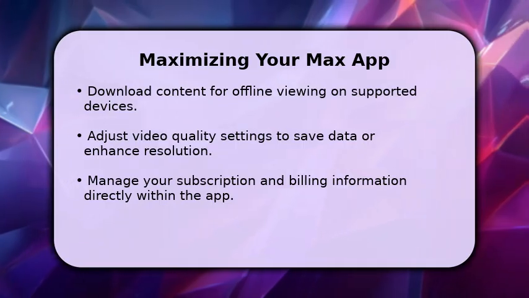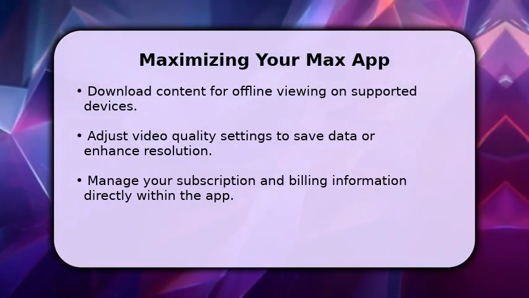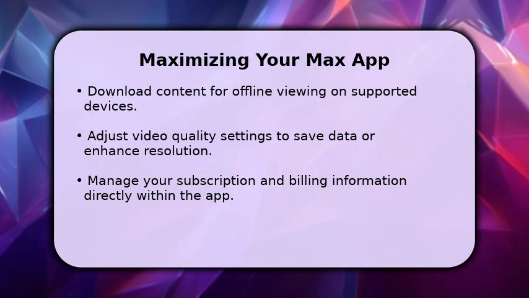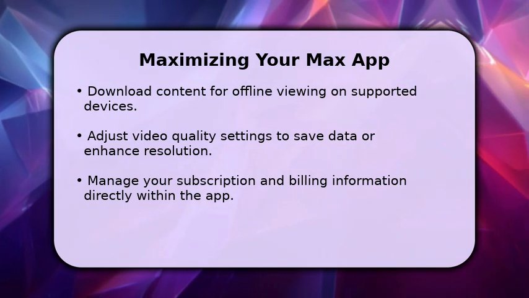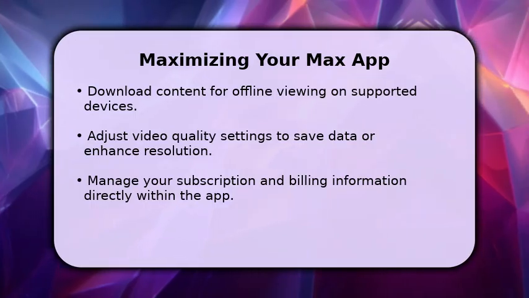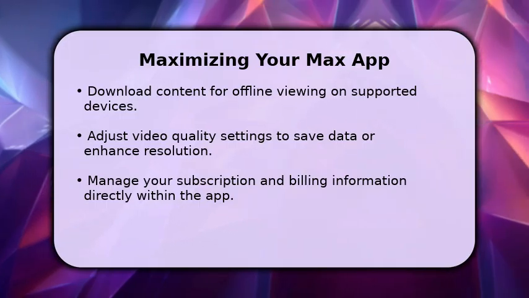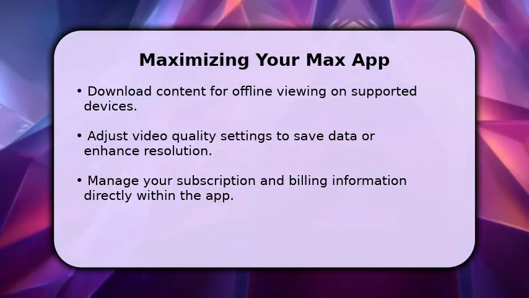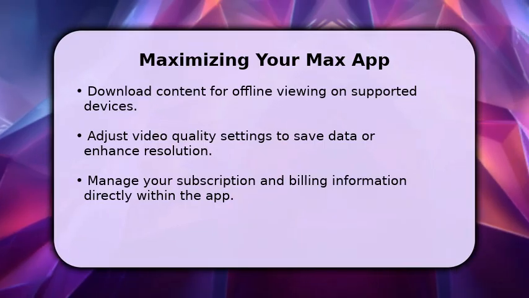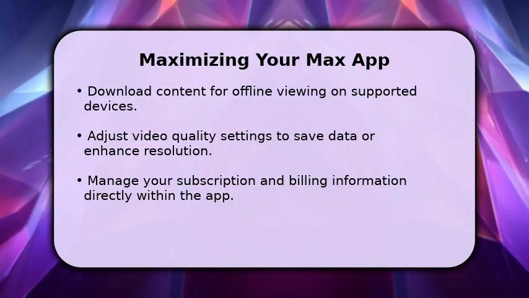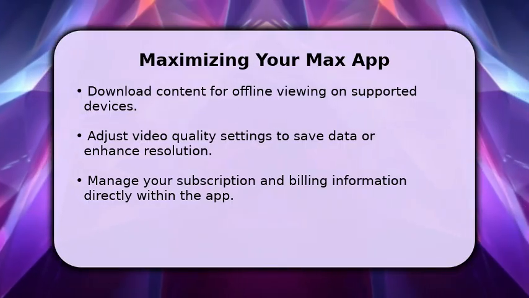To truly maximize your Max App experience, explore its advanced features. You can download hundreds of titles for offline viewing, perfect for travel or areas with limited internet access. Adjust video quality settings to either conserve mobile data or enjoy content in the highest available resolution. Additionally, managing your subscription, updating payment methods, and reviewing billing information are all conveniently accessible directly within the application settings menu.